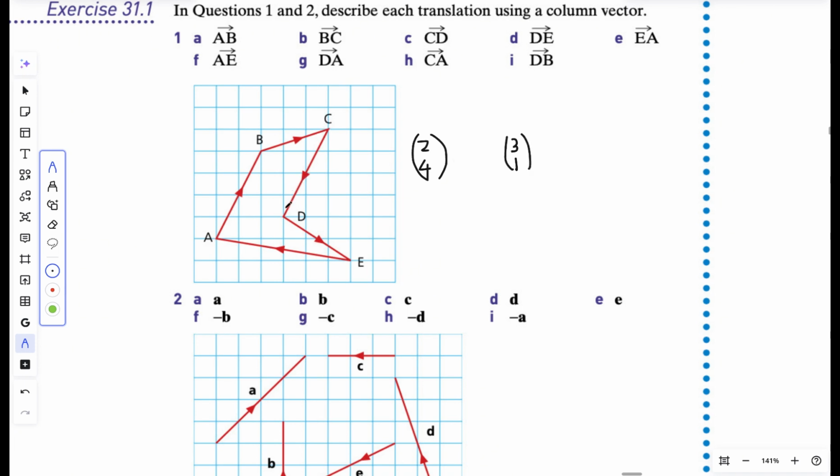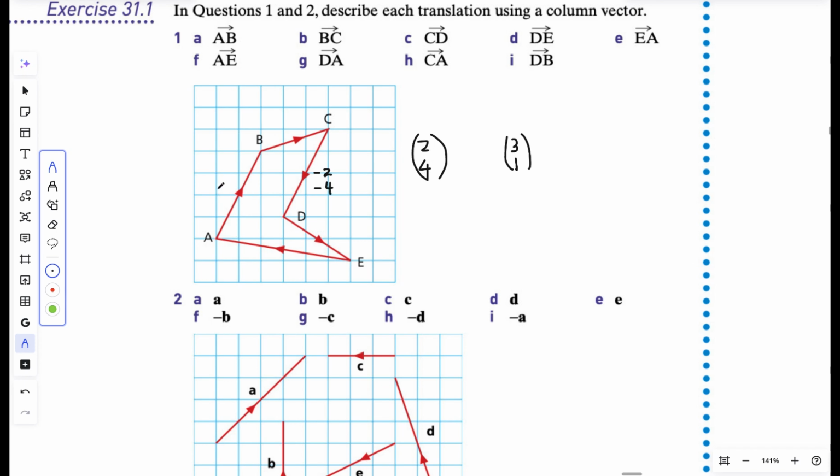This one is going down. Okay? You count how many boxes going down: 1, 2, 3, 4. So it's minus 4 for y. And how many boxes does it cover on the x-axis? It's covering 2 boxes, and it's going leftward. So this one is minus 2, and minus 4, because it's also going down. Minus 2 and minus 4 for this one.